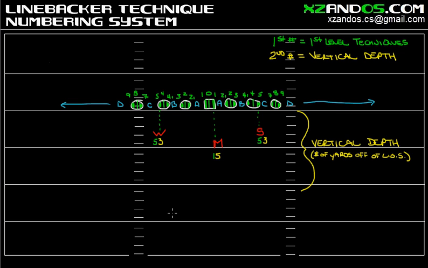Again, if you haven't watched the defensive techniques and defensive gaps video, go back and do so. That will give you more of an explanation on first level techniques. But as I was doing other videos, I oftentimes was referring to linebacker techniques, and I realized I didn't do a video about it. So here's the linebacker technique numbering system video. I hope this expands your knowledge of the game of football, makes it more enjoyable whether you are a player, coach, or fan.